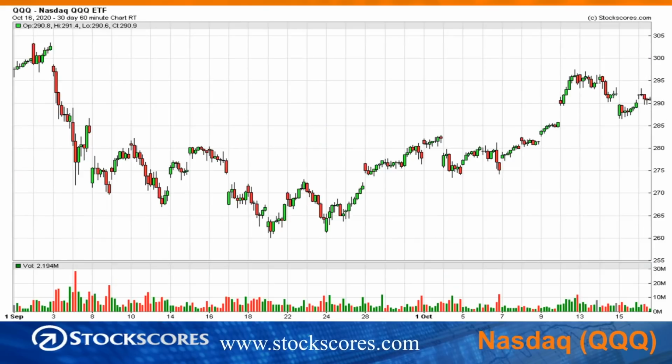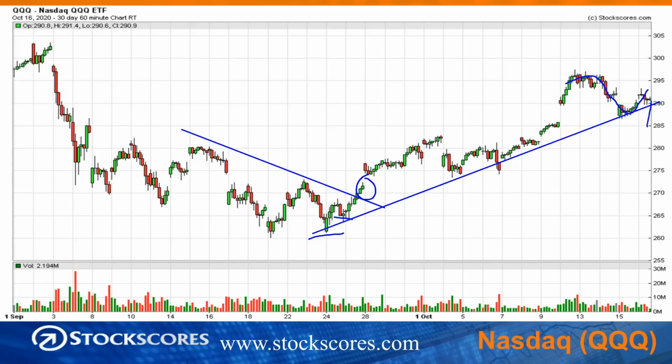Looking at the NASDAQ 100, this is the 30-day 60-minute chart, and again, downward trend line, rising bottom, break of that downward trend line. You can see the market's gone up since then. There's our upward trend line, very similar to the S&P 500. We've pulled back to it. We're bouncing off of it so far, but if we break down next week through that 290, 289 level from this falling top, then I would be concerned.